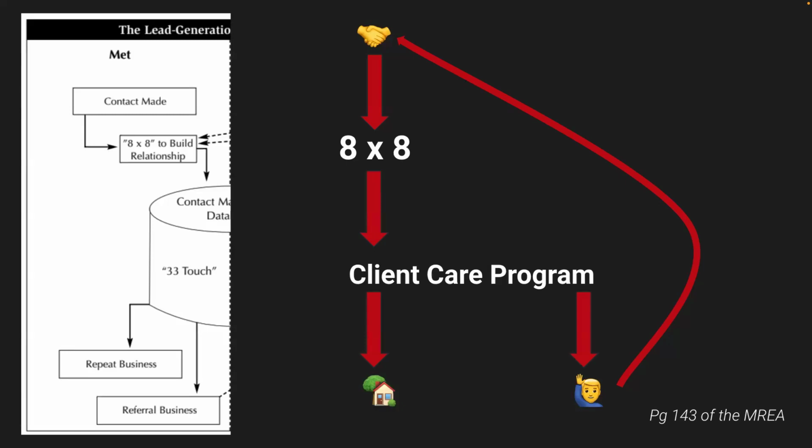Ideally, you run everyone on this 8x8 program. A lot of agents skip it because they feel they've already built enough rapport with people that they can just put them right into their client care program. But I'm telling you, per the MREA, you run people on an 8x8. If they're brand new into your world, I would highly suggest it. If it's someone you already know, like your cousin, you maybe don't need to establish your presence with them, but you do need to make sure they know you are a legitimate real estate professional. The 8x8 is not as popular among agents, but Gary Keller teaches it consistently.